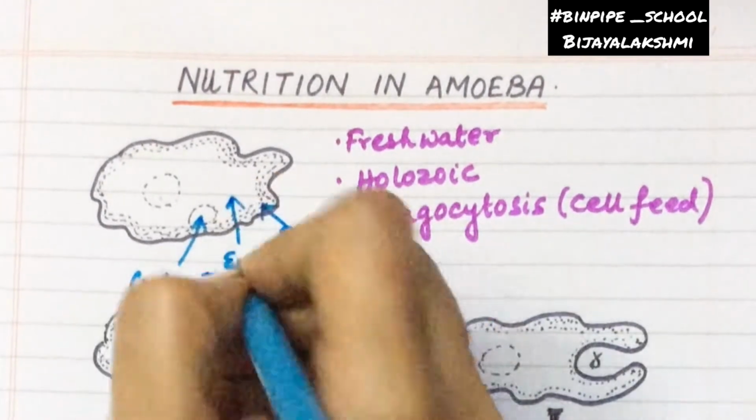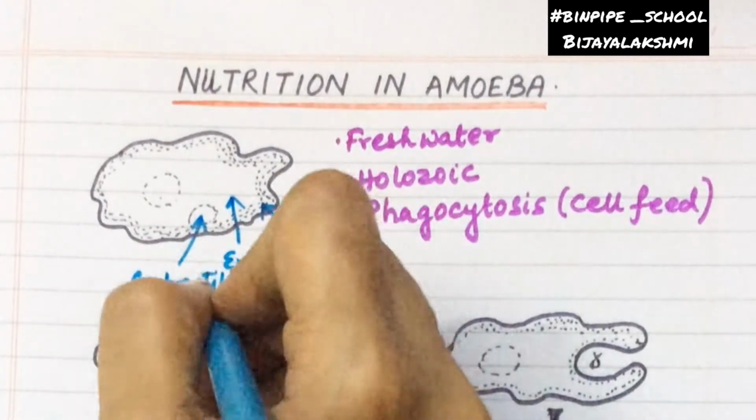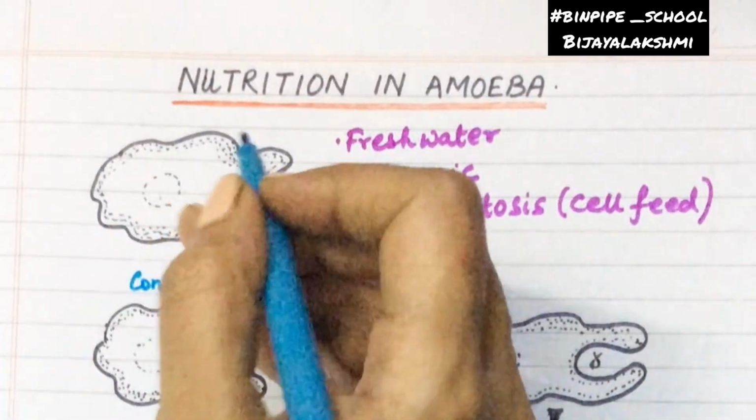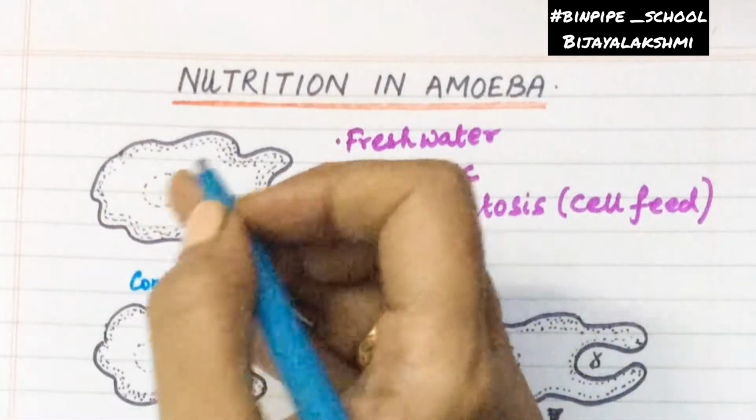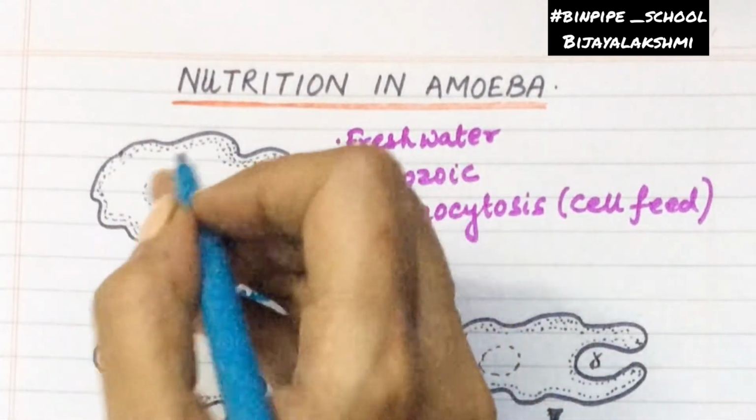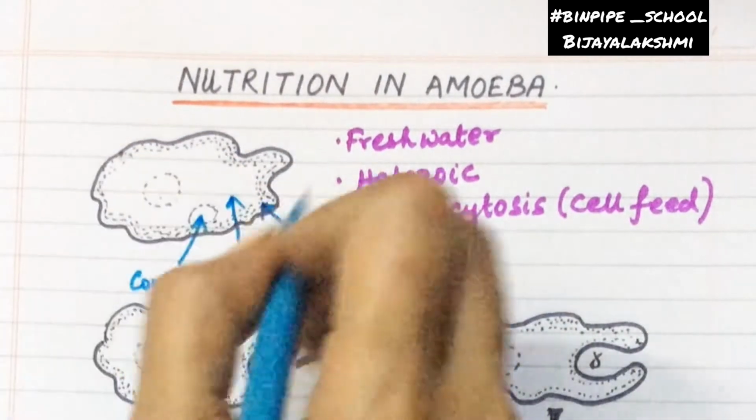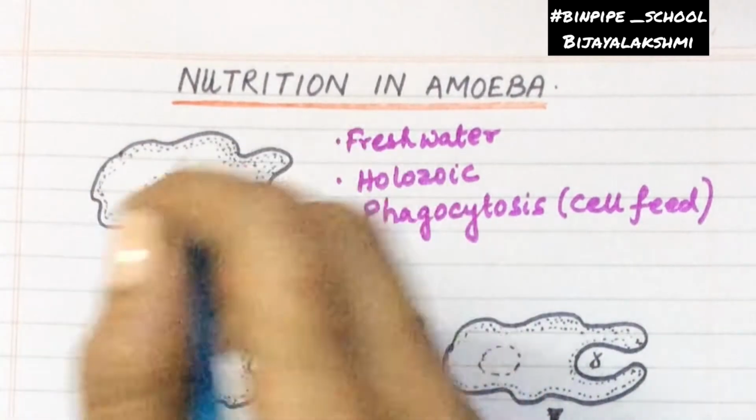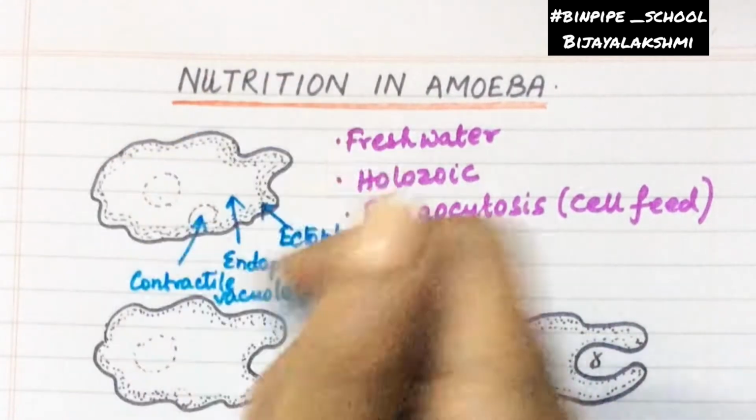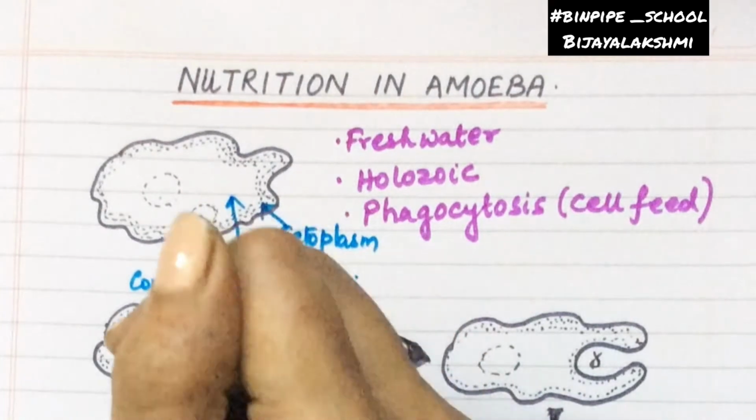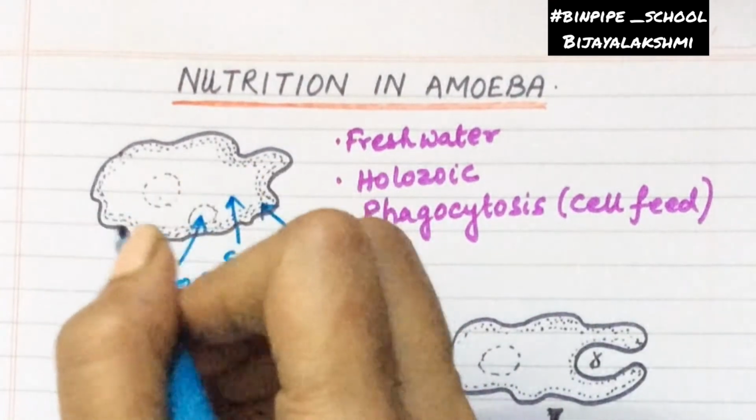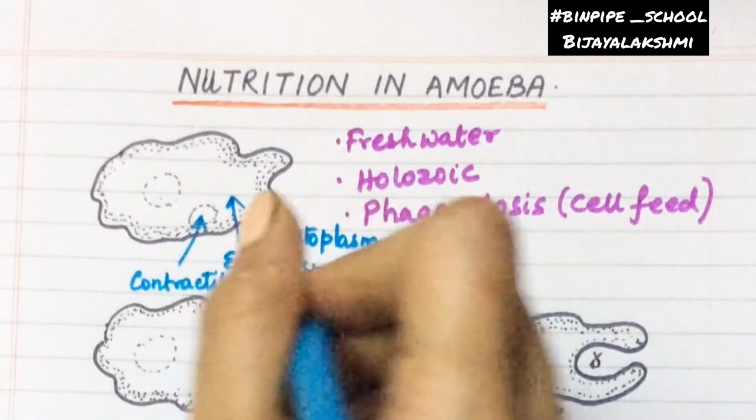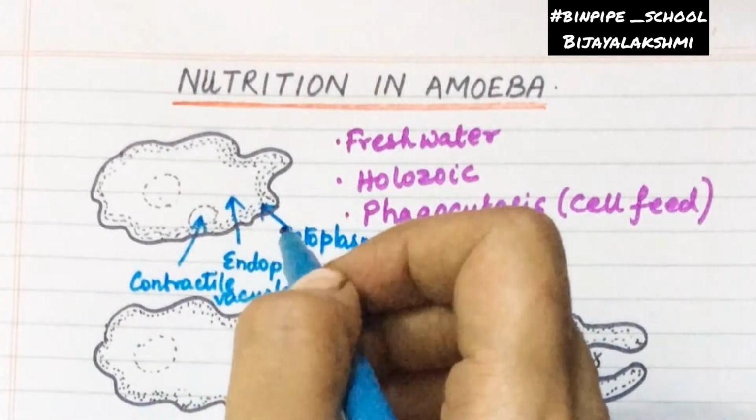Now the purpose of the contractile vacuole is osmoregulation. Whenever there is a concentration change between the organism and its surrounding, that is the water content, it keeps on regulating and maintaining the balance between the system. Now how does it procure its food? Let us study in detail, step by step, the process of nutrition.